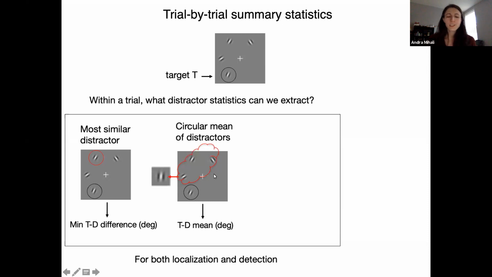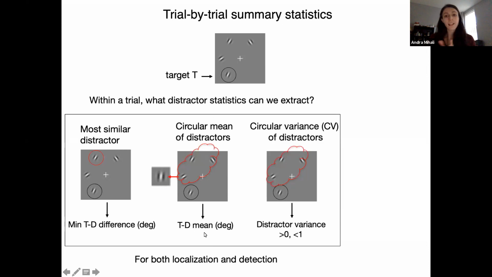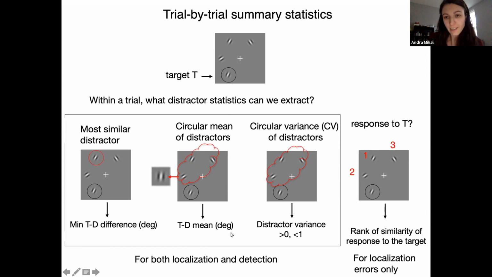It's also possible that the circular mean of all the distractors will influence performance. This will give us the metric of the distance between the target and the circular mean of the distractors. So this is TD mean. And now, to match with Duncan and Humphreys' distractor heterogeneity, we will calculate the circular variance of the distractors. This is just one way in which we can quantify distractor heterogeneity here, and this distractor variance will be a value between 0 and 1. So these three summary statistics we can get for both localization and detection.